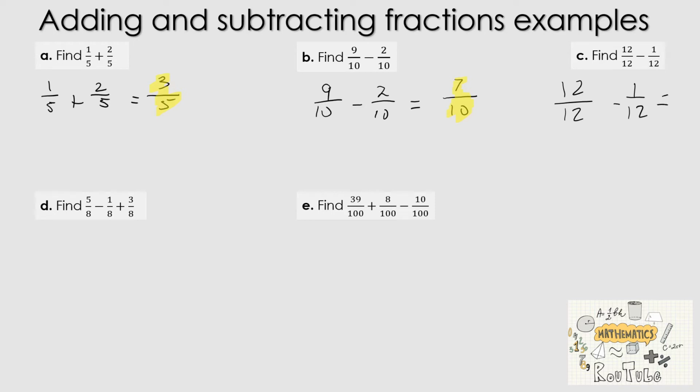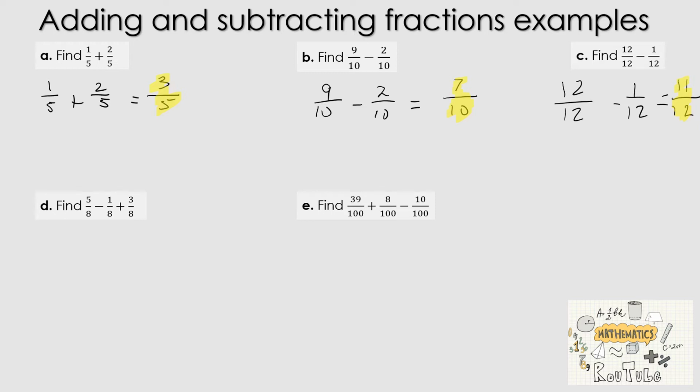Once again, are the denominators the same? Yes, they are. They're both 12. So we just subtract the numerators. Therefore, 12 minus 1 will give us 11. And we keep the denominator the same. So it becomes 11/12. And we know we're finished. That's our final answer because there is no number that goes into both 11 and 12 to simplify other than 1.